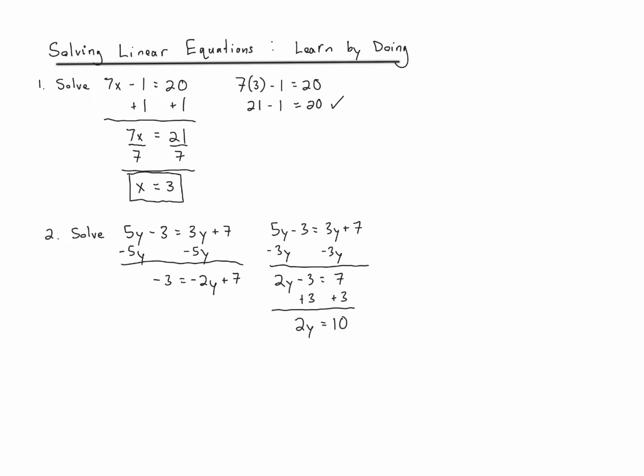Can you do this step on your own? Tell me, what do we get when we solve for y? Well, the last thing we need to do is get rid of the 2 in front of the y. We can do that by dividing both sides by 2. And when we do that, 10 divided by 2 is 5. So we end up with a final answer of y equals 5.